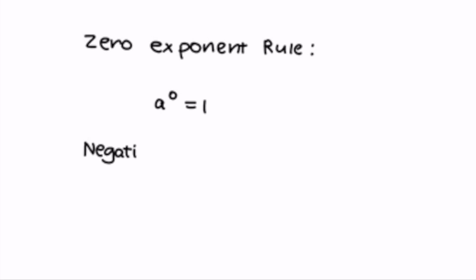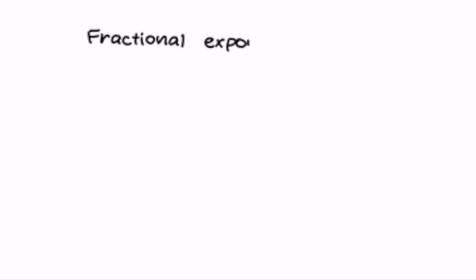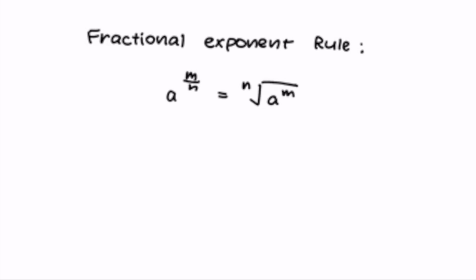The last 3 that we'll cover is the zero exponent rule, where a to the power of 0 equals 1. A negative exponent rule, where a to the power of negative m equals 1 over a to the power of m. Lastly, we have the fractional exponent rule, where a to the power of m divided by n equals the nth root of a to the power of m.